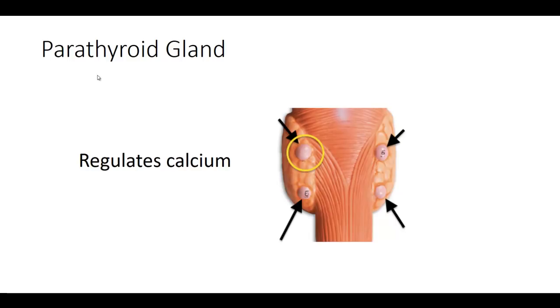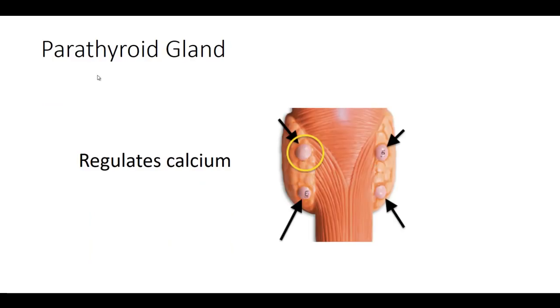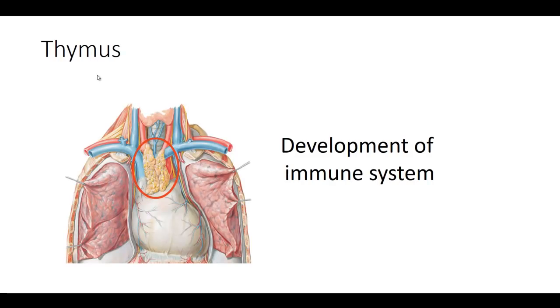Next is the parathyroid gland. It sits on the thyroid gland. So if we're looking at this where the black arrow is, the parathyroid gland is going to be in that exact same spot right there. And it regulates calcium on the bones. All of these glands are very important for one reason or another. In this case, it's regulating calcium.